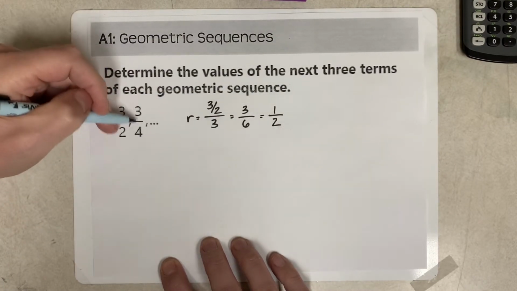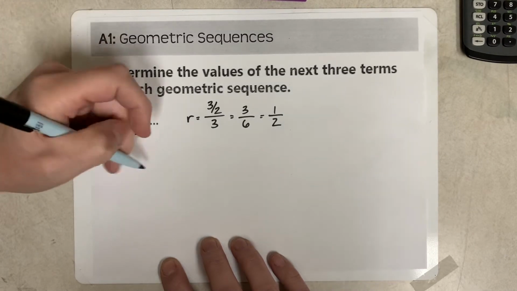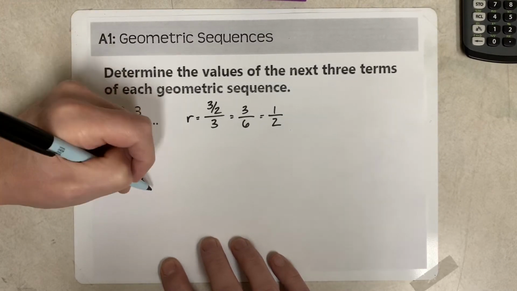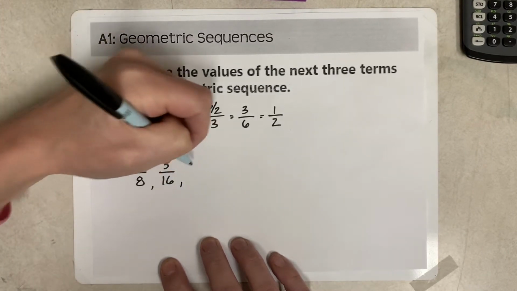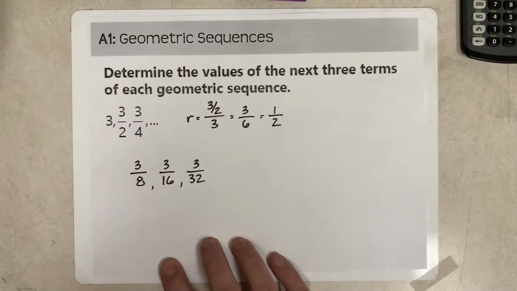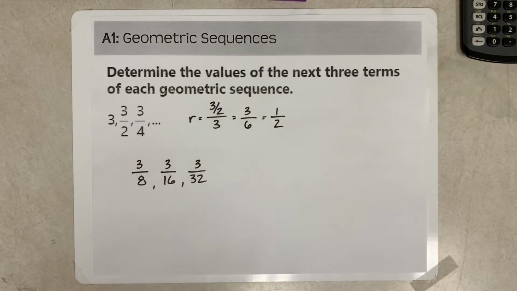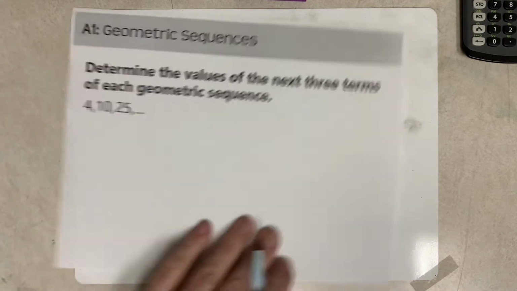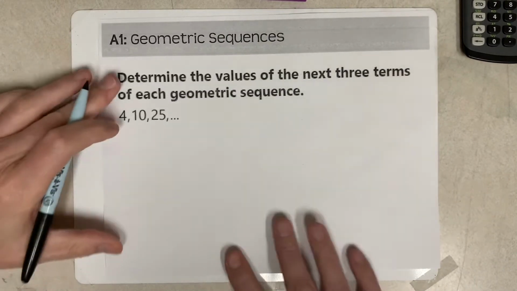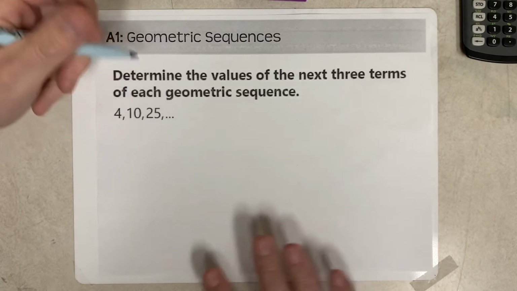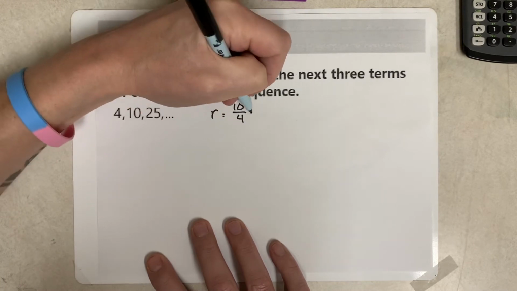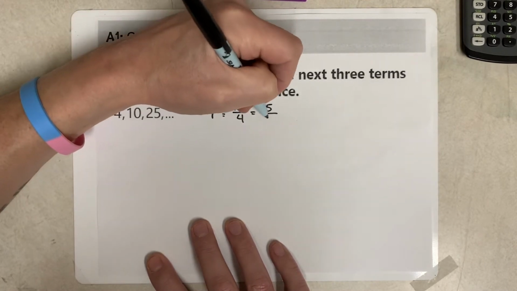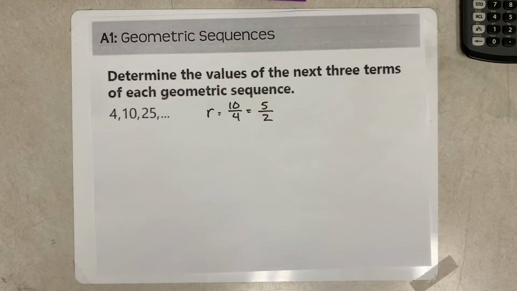So 3/4 times 1/2 would be 3/8, would be the next term. Next one after that, 3/16. Next one after that, 3/32, and that is it. Sometimes you're going to get ones that look like this, 4, 10, 25, and you just have to, again, divide. So the R, 10 divided by 4 is 10/4, and you always want to reduce 5/2. So now to find the next term, we just need to multiply by 5/2.